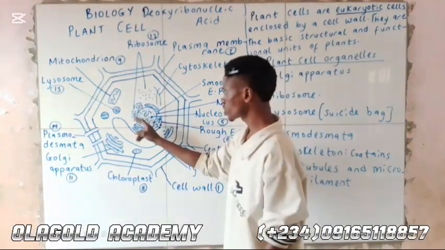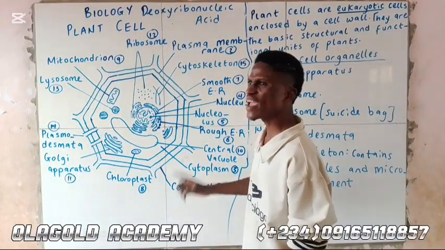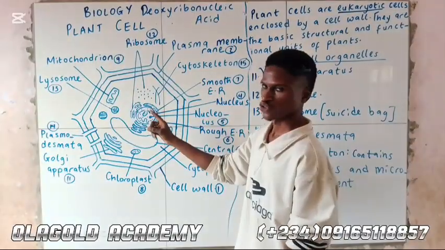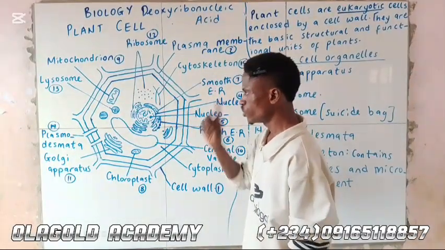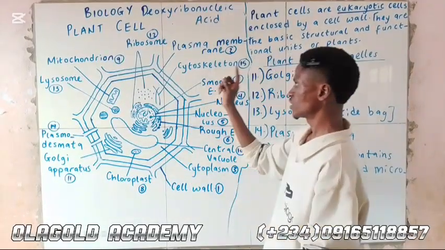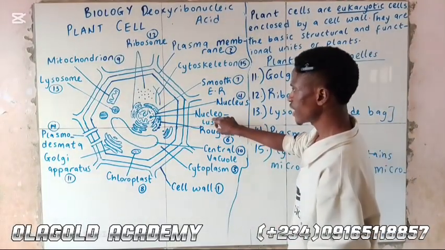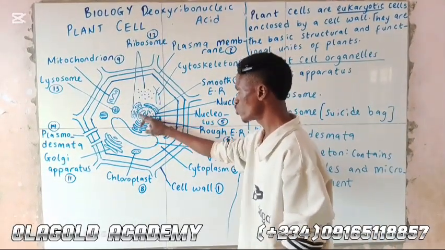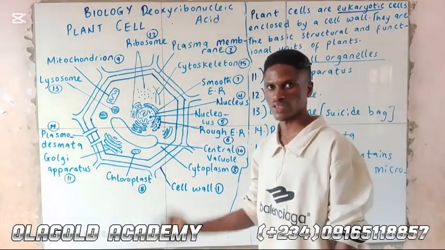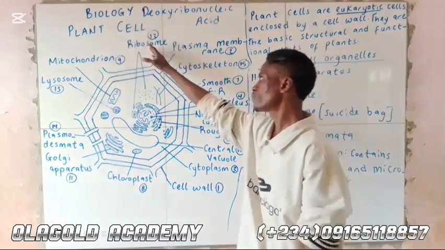The nucleus, we said, is the control center of the cell. It is what controls every single activity that goes on in the cell. So the nucleus is the control center of the cell. And number five, we have the nucleolus. And we said that the nucleolus is in the nucleus and it helps to produce what we refer to as the rRNA that combine together to form the ribosome.